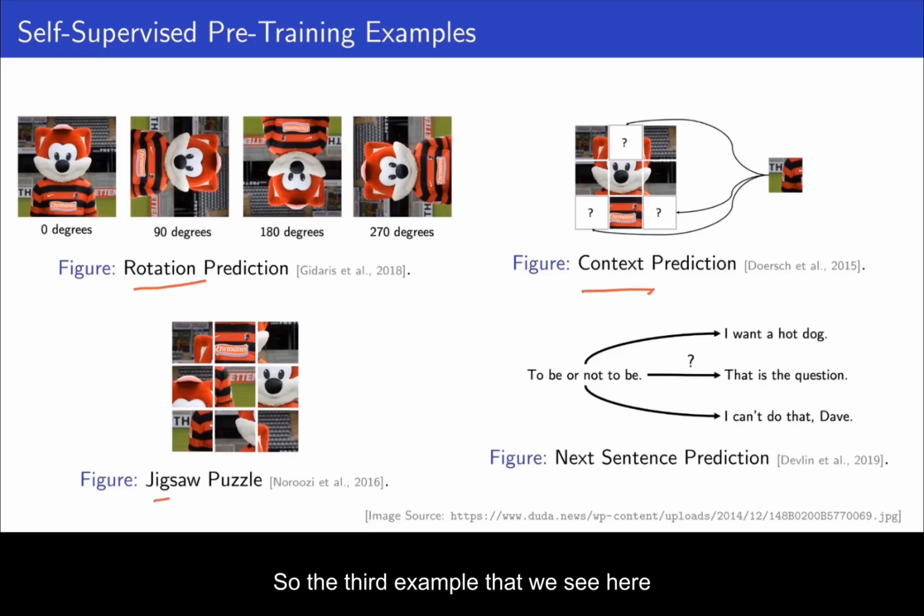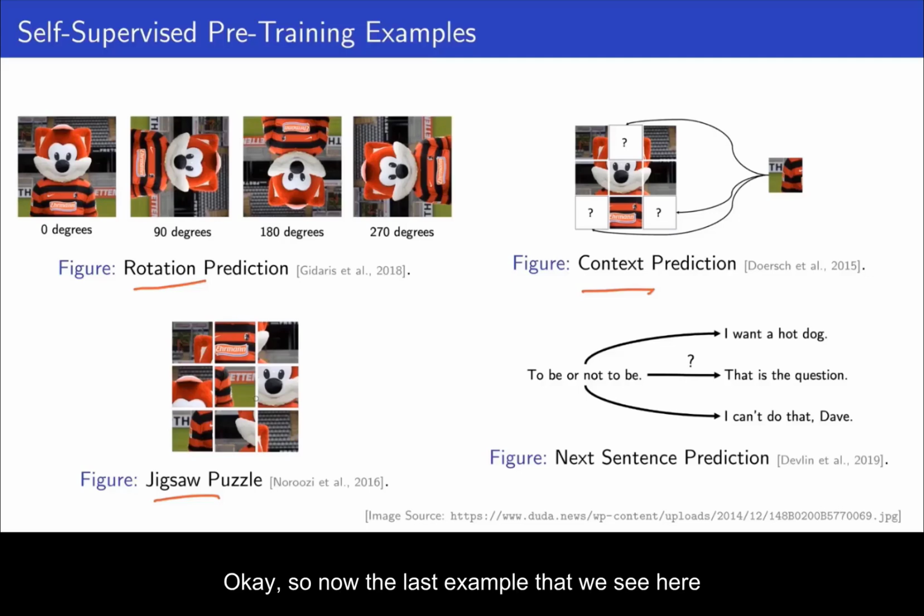So the third example that we see here is called jigsaw puzzle. The idea here is to subdivide the image again into 9 patches, equally as for context prediction, but in this case the network is challenged to predict the relative locations of all patches relative to each other. Therefore, the same learning hypothesis as for the context prediction that we saw before applies here, just for a different task that we call jigsaw puzzling.